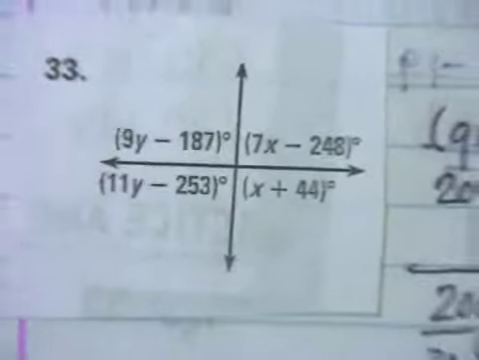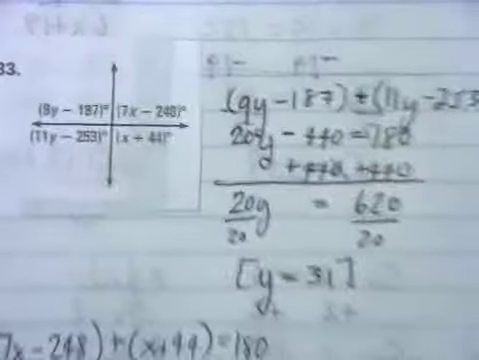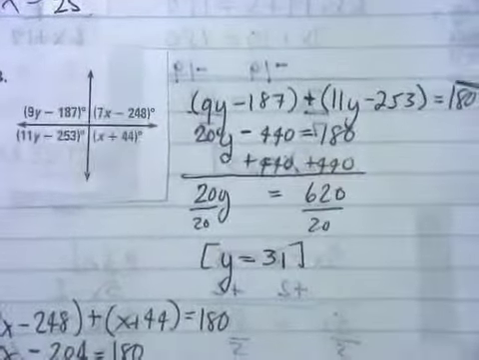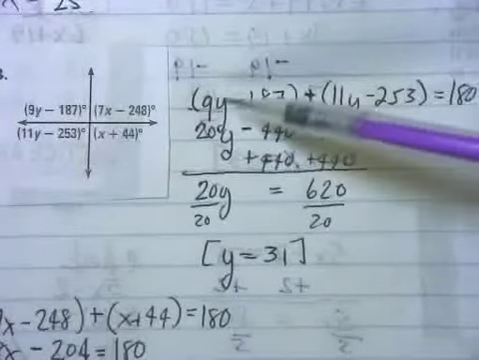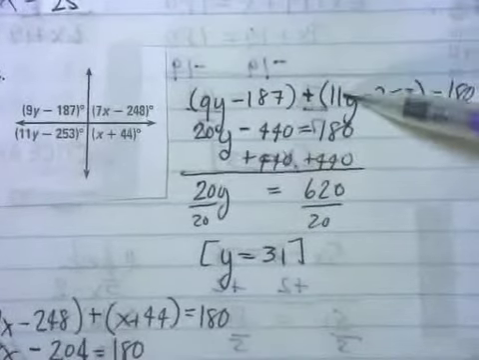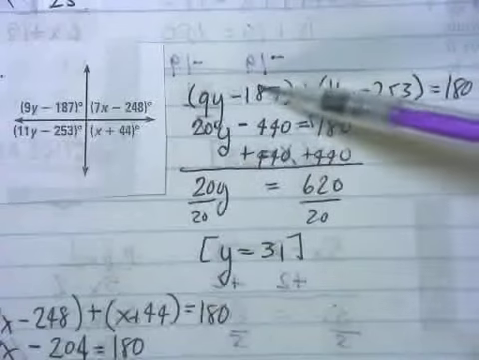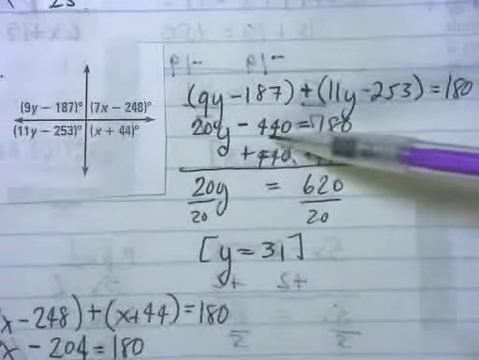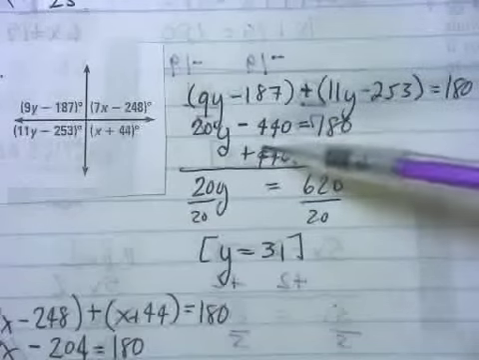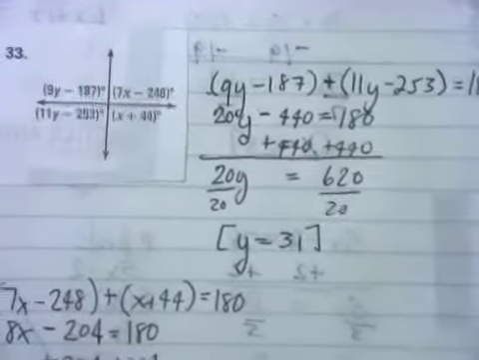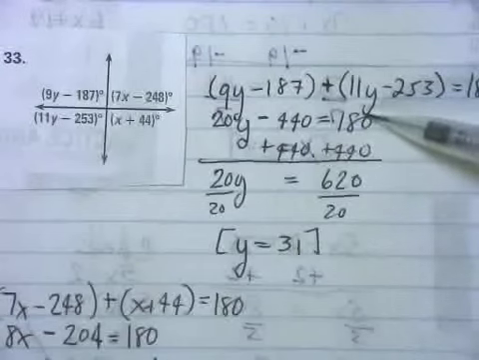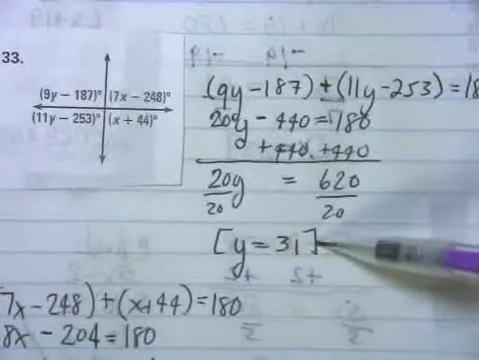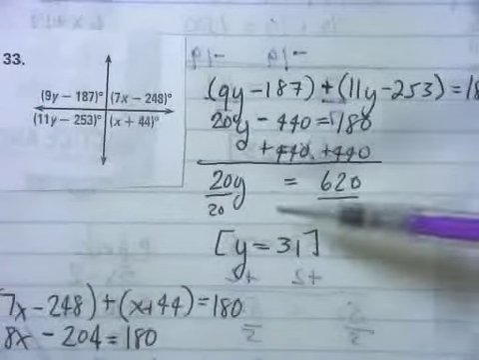So that's what I'm going to do here. I'm going to add these two angles together first, solve for y, and set it equal to 180 because they're supplementary. So I'm going to combine like terms. 9y plus 11y is 20y, and negative 187 plus negative 253 is negative 440, equal to 180. Add 440 to both sides. The 20y comes down. Add these two together, I get 620. And when I solve, y is equal to 31.